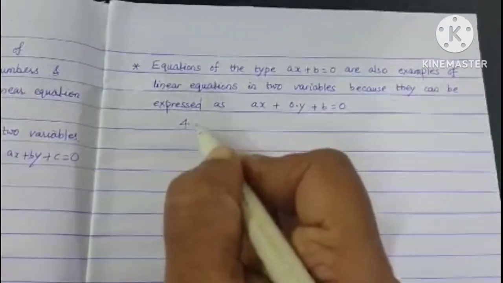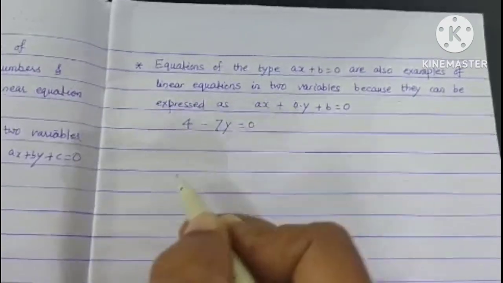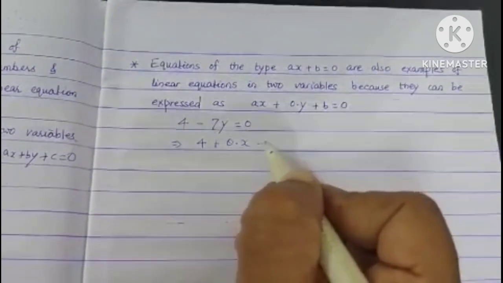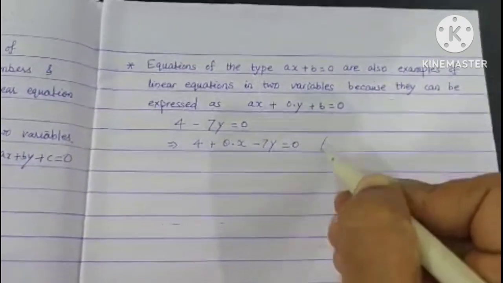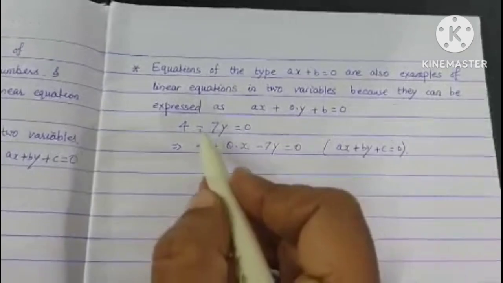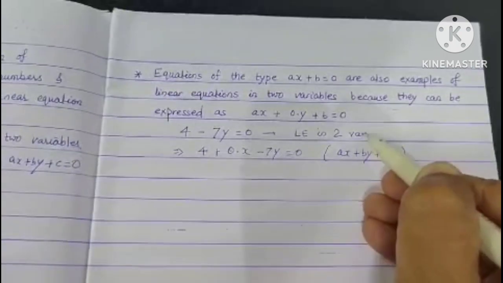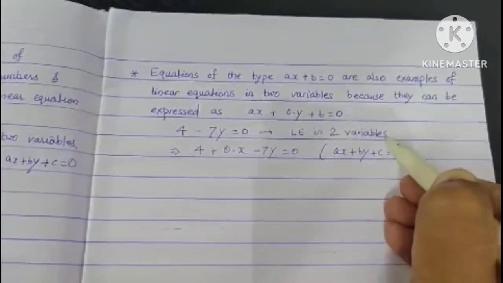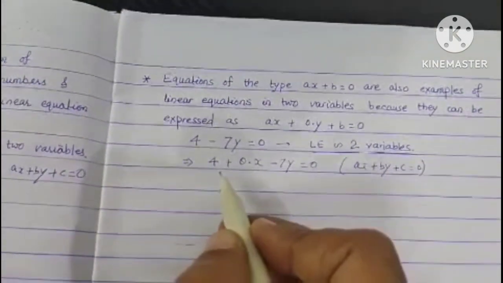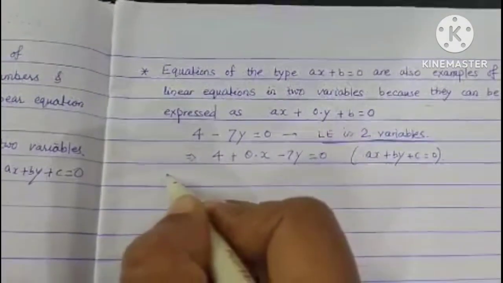Suppose we have 4 minus 7y equal to 0. We can express it as 4 plus 0x minus 7y is equal to 0, which is of the form ax plus by plus c equal to 0. So basically this is also a linear equation in two variables. But one variable is 0. One variable can be 0, not both can be 0. Okay, one can be 0. So we will understand this concept through some examples.